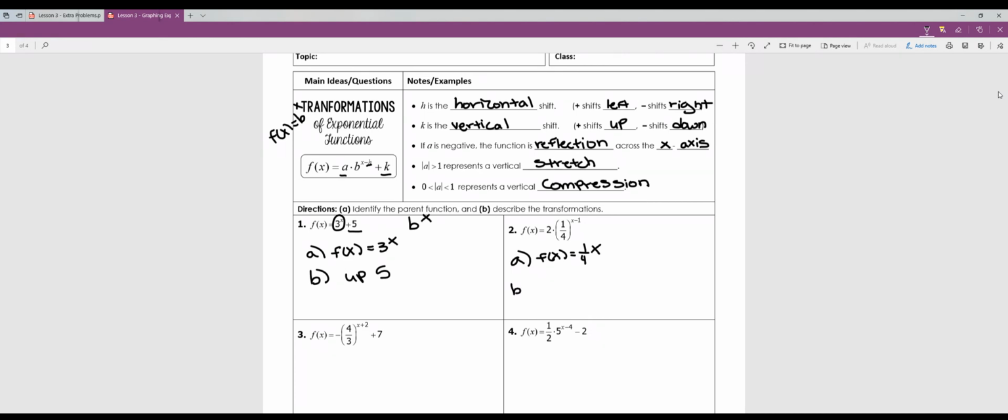Here I have a couple more changes though. I have that 2 on the outside, and that's bigger than 1, so that means it's a stretch. I have a vertical stretch by 2. And then I have this -1 up in my exponent. That's the h. That's a horizontal shift. And because it is negative, that means I'm going to the right 1. So those are the transformations for problem number 2 there.